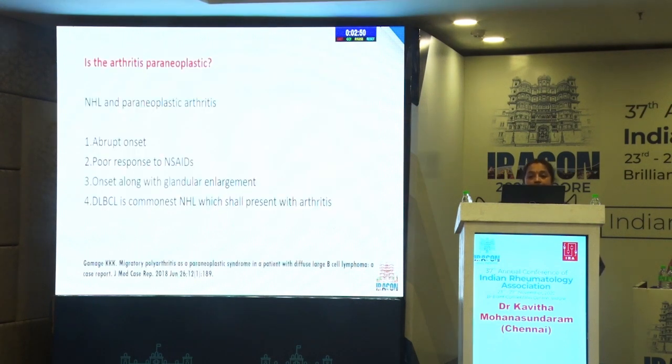Is the arthritis here paraneoplastic? I would say yes, because out of almost all the lymphomas, DLBCL, which is the diffuse large B-cell lymphoma, has got the highest tendency to have arthritis as a paraneoplastic presentation. This patient also had an onset almost similar to what the glandular manifestation was here. 3 months since the parotid gland enlarged, 2 months since the arthritis was there. So this is an abrupt onset.